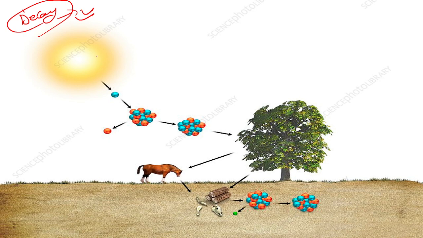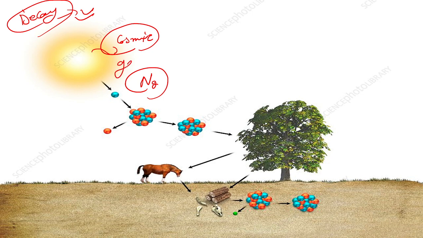You all know that our sun produces cosmic rays, and these cosmic rays interact with our atmosphere. We know that nitrogen is present in our atmosphere in a very abundant amount. So when those cosmic rays interact with the gases in our atmosphere, they produce a neutron, and that neutron interacts with the nitrogen.